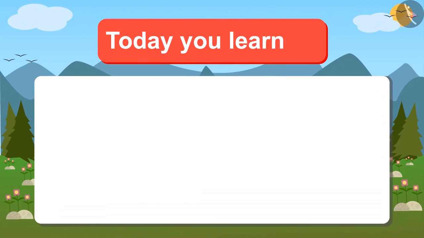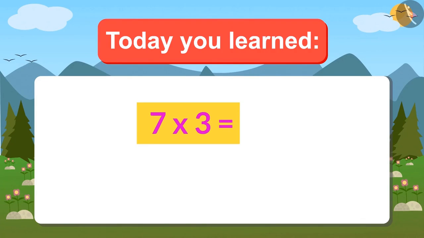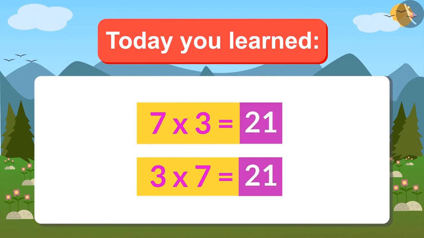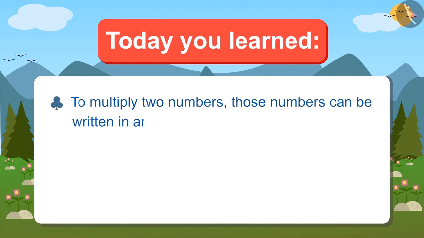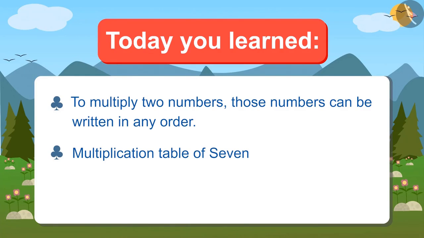Today you learned that whether you multiply 7 by 3 or 3 by 7, the answer will be 21. That means when two numbers have to be multiplied, they can be written in any order. The answer will be the same. We also learned the multiplication table of 7. Now write 7's multiplication table and memorize it by singing.